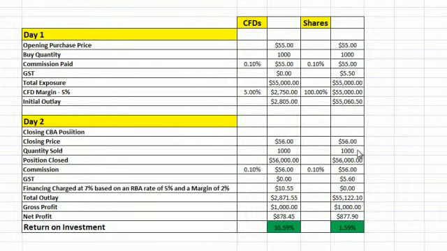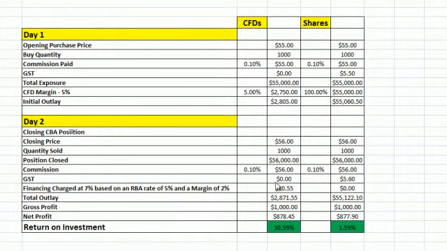The volume obviously is going to be exactly the same, 1,000 for both CFD and share trader. The value of that is $56,000 for both traders again. Therefore, commission at 0.1% is going to be $56 for the CFD trader, exactly the same for the share trader. Now, the share trader incurs GST of $5.60, but in this case, because we've held a long position overnight, we've discussed financing implications using a base rate or an RBA base rate of 5% and a margin of 2%, giving us a 7% financing cost per annum.